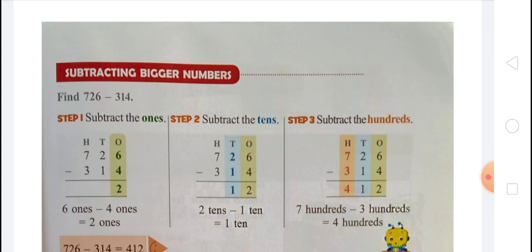And in step second, we subtract the tens, that are 2 and 1. So we subtract 1 from 2, there will be 1. So 2 tens minus 1 ten equals 1 ten. And in step third, we subtract the hundreds. So there are 7 and 3. 7 minus 3 equals 4, and 7 hundreds minus 3 hundreds equals 4 hundreds. So 726 minus 314 equals 412.